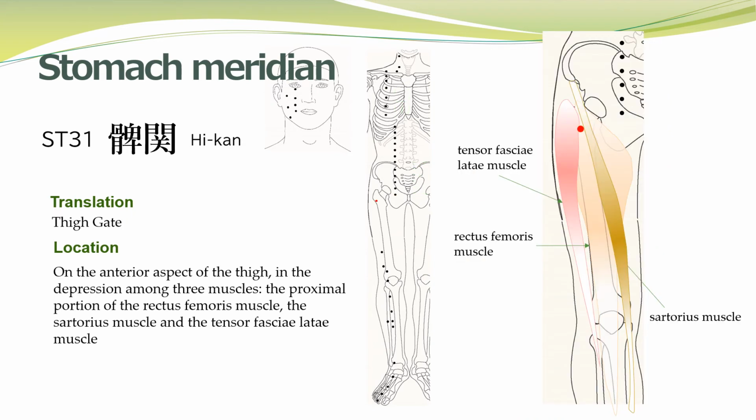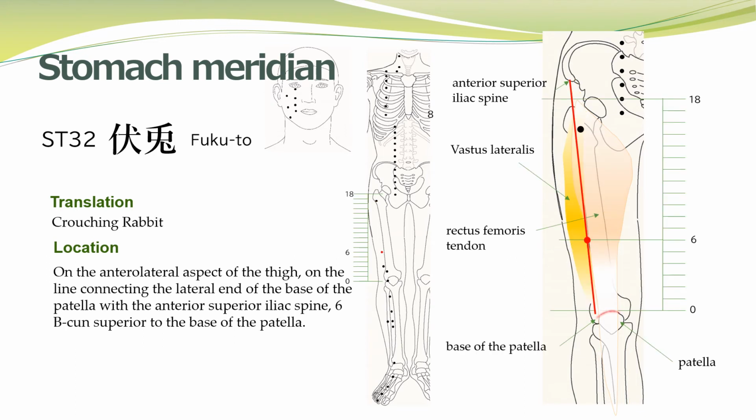ST31. Thigh gate. On the anterior aspect of the thigh, in the depression among 3 muscles, the proximal portion of the rectus femoris muscle, the sartorius muscle and the tensor fasciae latae muscle. ST32. Crouching rabbit. On the anterolateral aspect of the thigh, on the line connecting the lateral end of the base of the patella with the anterior superior iliac spine, 6 fcun superior to the base of the patella.